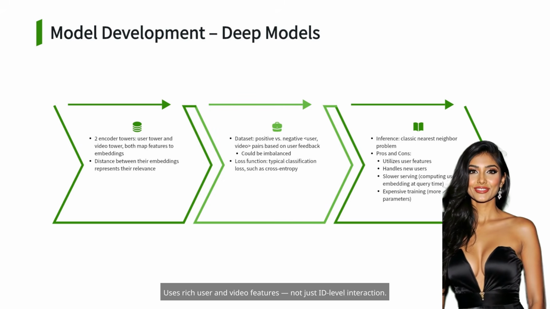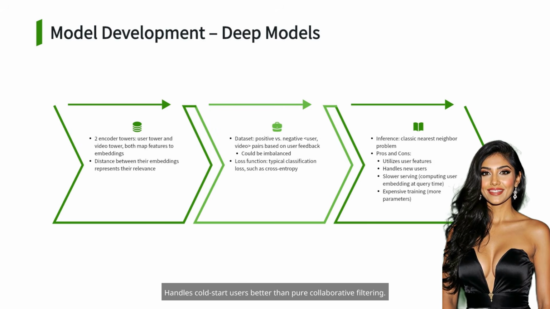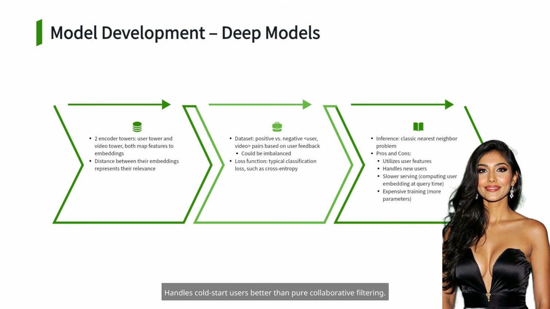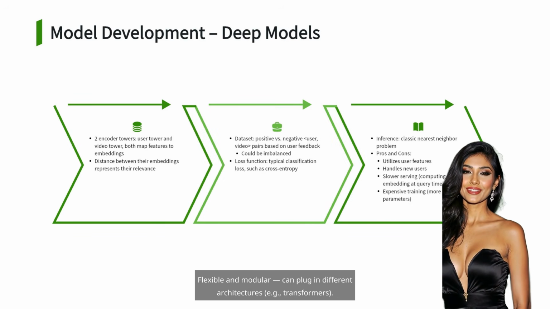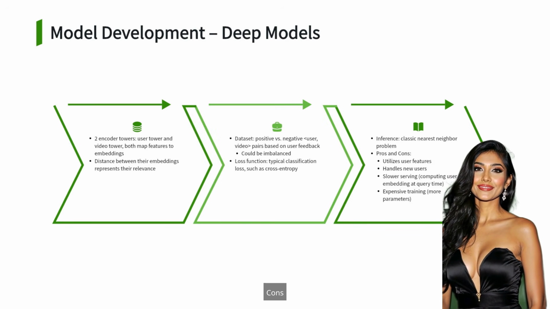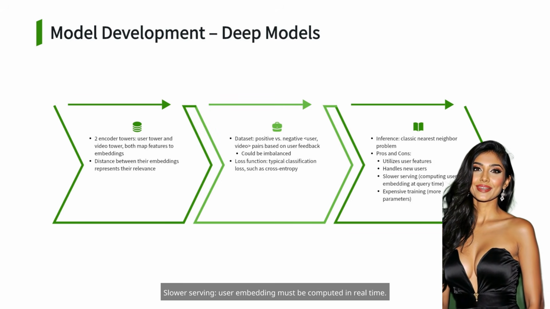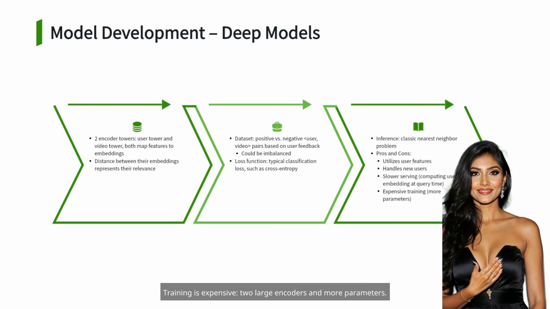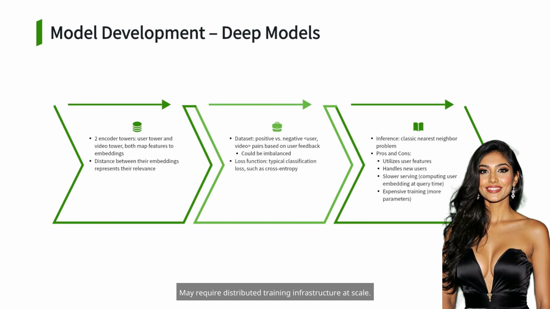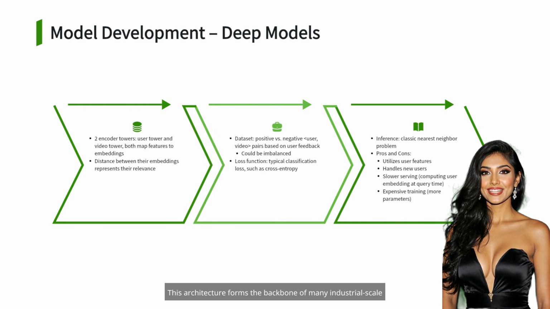Pros: uses rich user and video features, not just ID-level interaction, handles cold start users better than pure collaborative filtering. Flexible and modular, can plug in different architectures, e.g., transformers. Cons: slower serving, user embedding must be computed in real time. Training is expensive, with larger encoders and more parameters. May require distributed training infrastructure at scale.